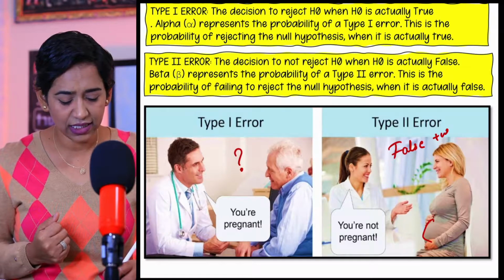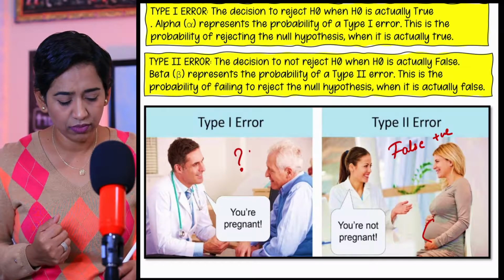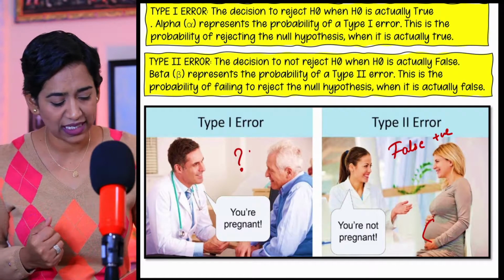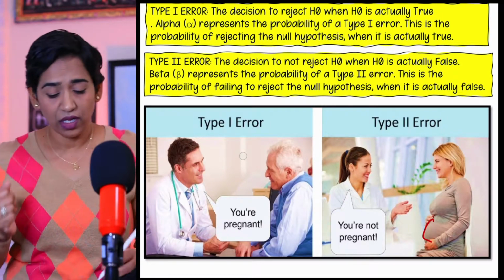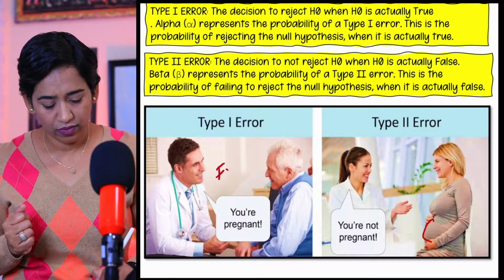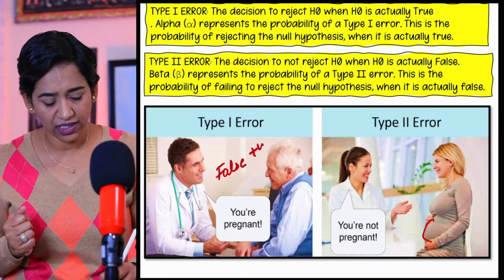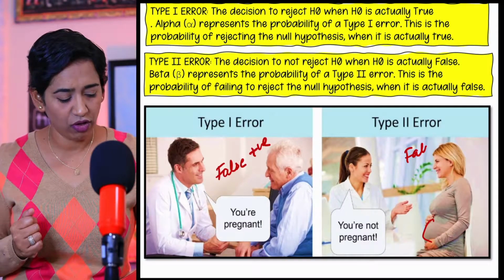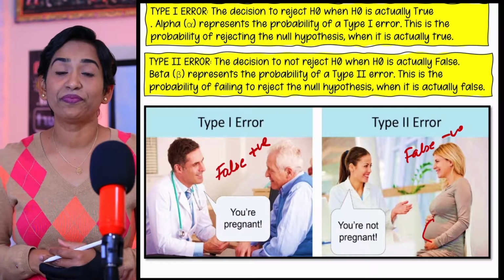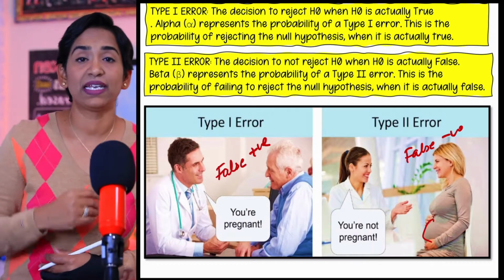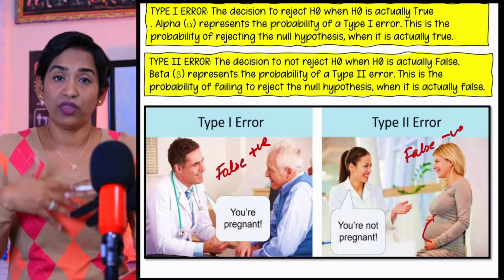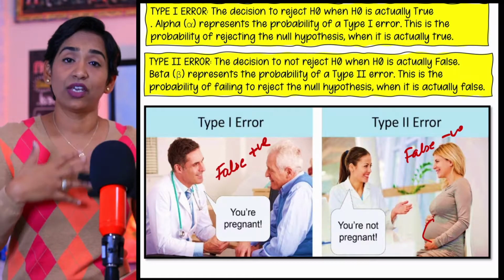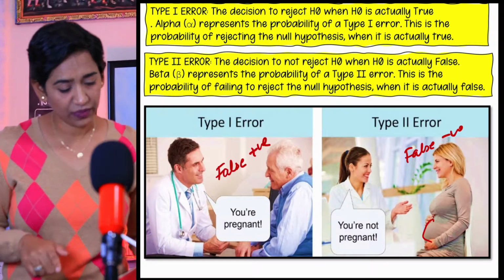So type 1 error is false positive, and this is false negative. Fair enough? False positive, false negative. When there is nothing, you say there is something. When there is something, you say there is nothing. Type 2. Okay? All right.